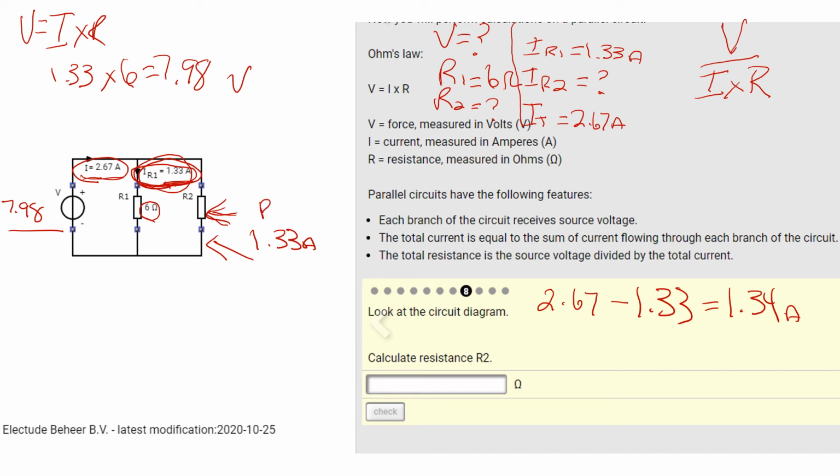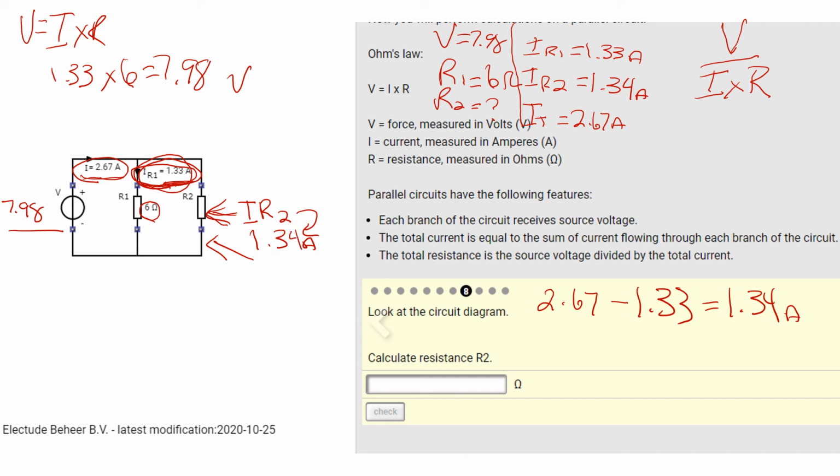So resistance 2, the current flowing through that guy is that. Okay, so now I can fill in the blanks over here, and I do know two more things. I know I have 7.98, and I also know that I have 1.34 amps here. Okay, I made a mistake right there. It's supposed to be a 4, right?